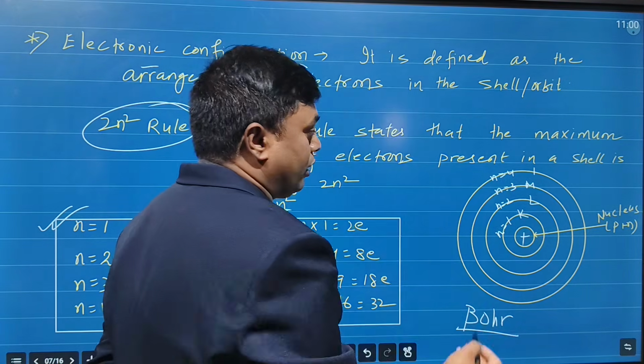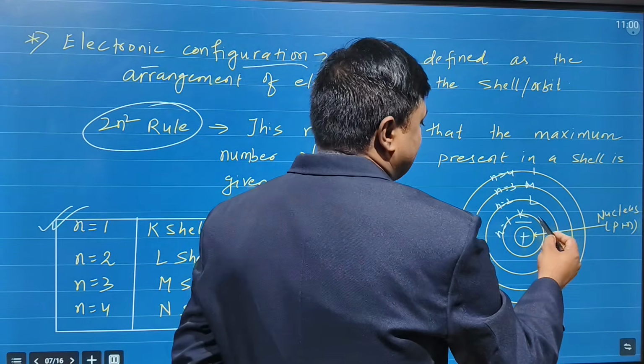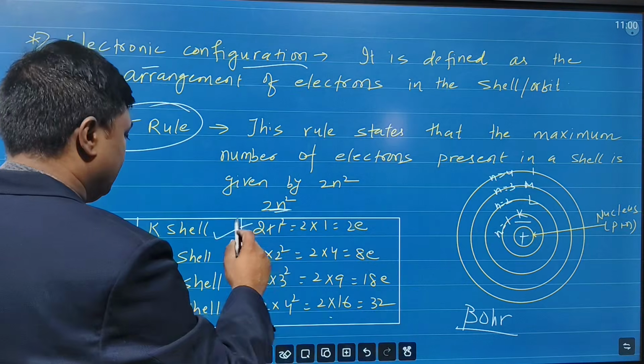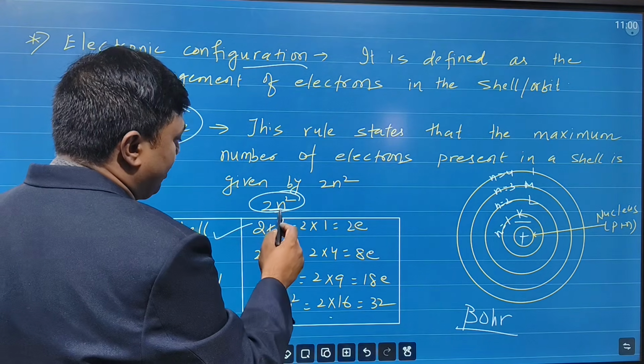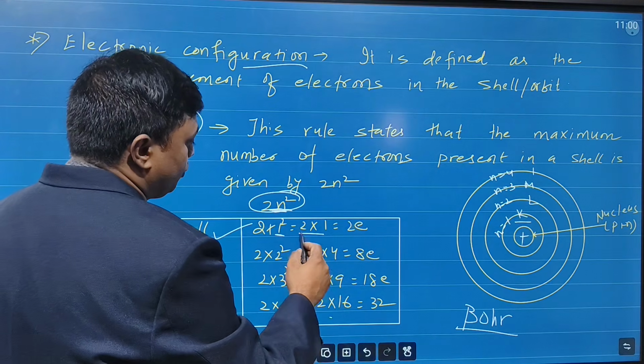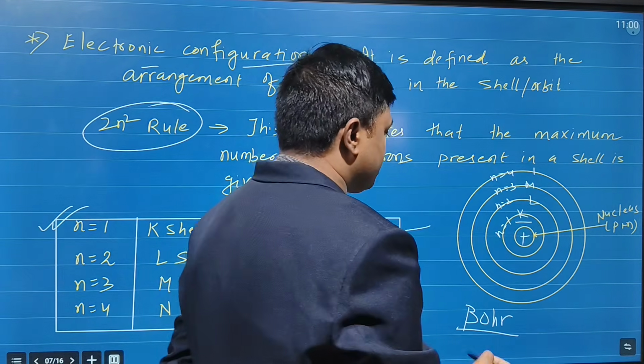So what he told was, for n equal to 1, it is called the K shell. The name is what? K shell. How many electrons are there? 2n square. So 2 into n value, which is 1, so 2 into 1 square. 2 into 1 is equal to 2 electrons. Yes or no?